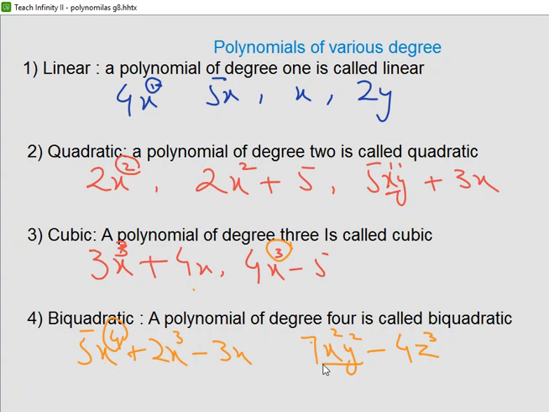So on the basis of degree, polynomials are divided. A polynomial having only degree 1 is called linear. A polynomial having degree 2 is called quadratic, degree 3 is called cubic, and degree 4 is called biquadratic. Okay, I think you got everything we have discussed about polynomials.